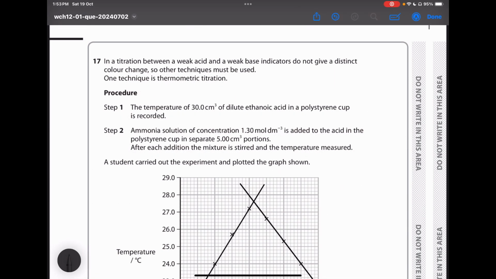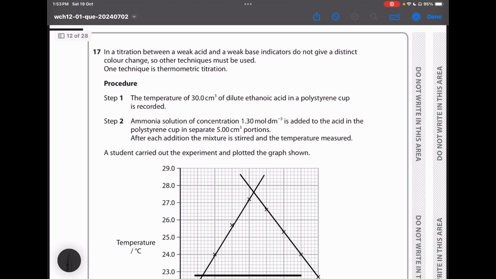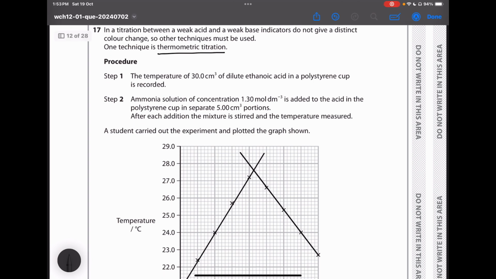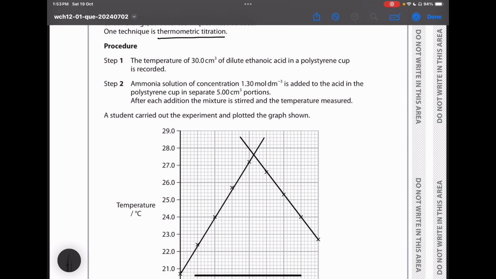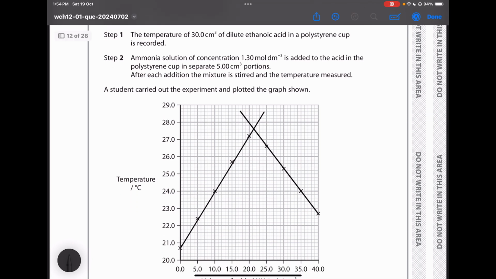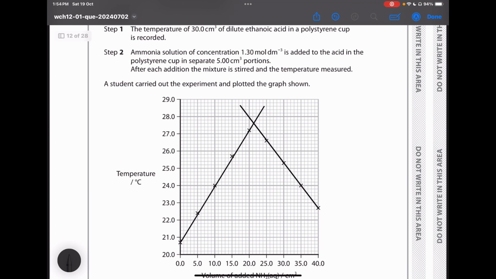Next, we have question number 17. In a titration reaction between a weak acid and weak base, indicators do not give a distinct color change. So other techniques must be used. One other technique is thermometric titration. So I have given the procedure. We first take 30 cm cube of dilute ethanoic acid and put it in a polystyrene cup, and then ammonia solution of concentration 1.30 is added in portions of 5 cm cube.